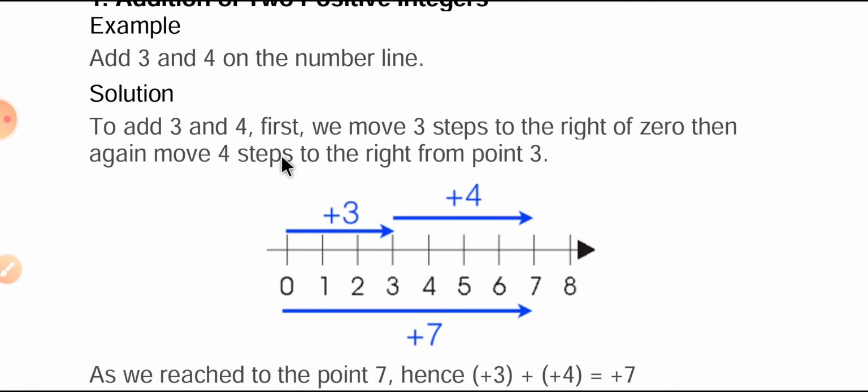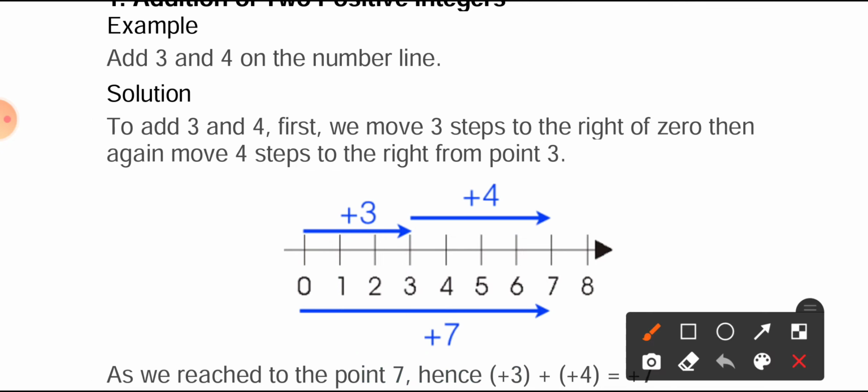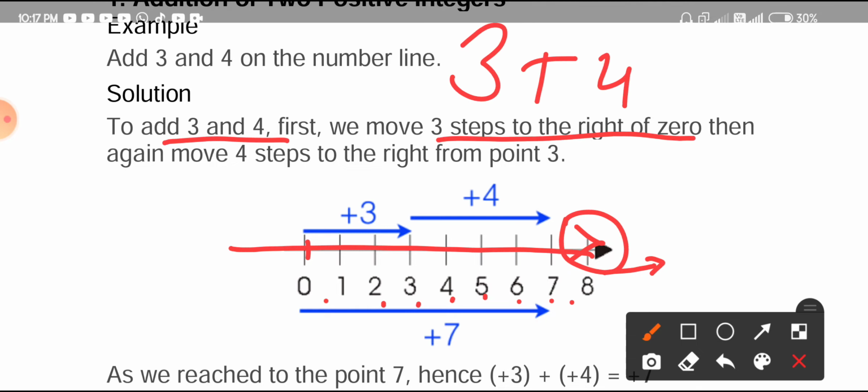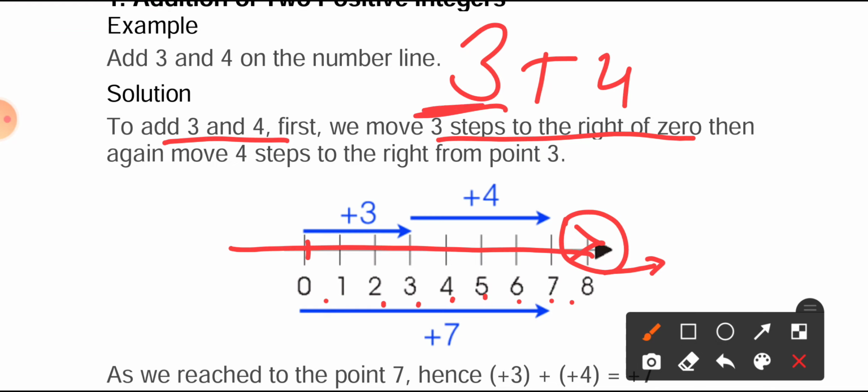For making the number line, first you have to make a line and mark here 0, then 1, 2, 3, 4, 5, 6, 7, 8. You can mark till any number. It is not necessary that you have to mark till 8. So to add 3 and 4, first we move 3 steps to the right of 0. Here we have to add 3 plus 4. So the first integer given is 3. It means first you move from 0 to 3. Then again move 4 steps to the right from 3.